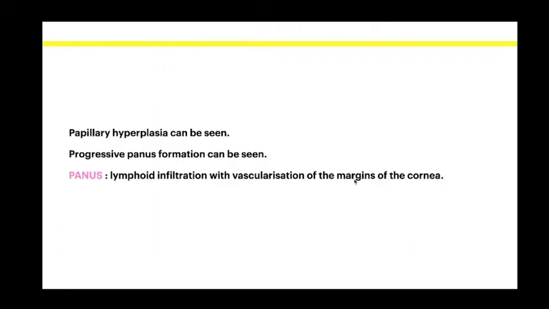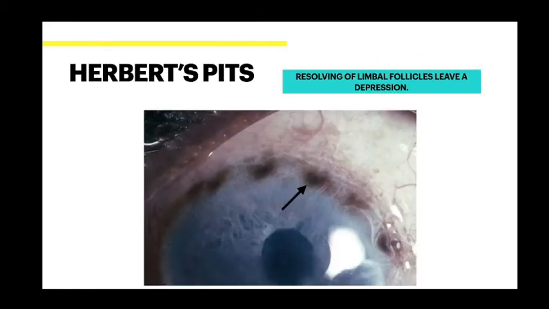Now, pannus, I said, progressive pannus can be seen in active infection. Yes, along with follicles, papillary hyperplasia can also be seen, but majorly follicles. Now, moving on to the next one, Hubbard's follicles, and later on Hubbard's pits. Hubbard's follicles occur in the active state, that is in the limbal follicles, and when the resolving of the limbal follicles occurs, Hubbard's pits can be seen.